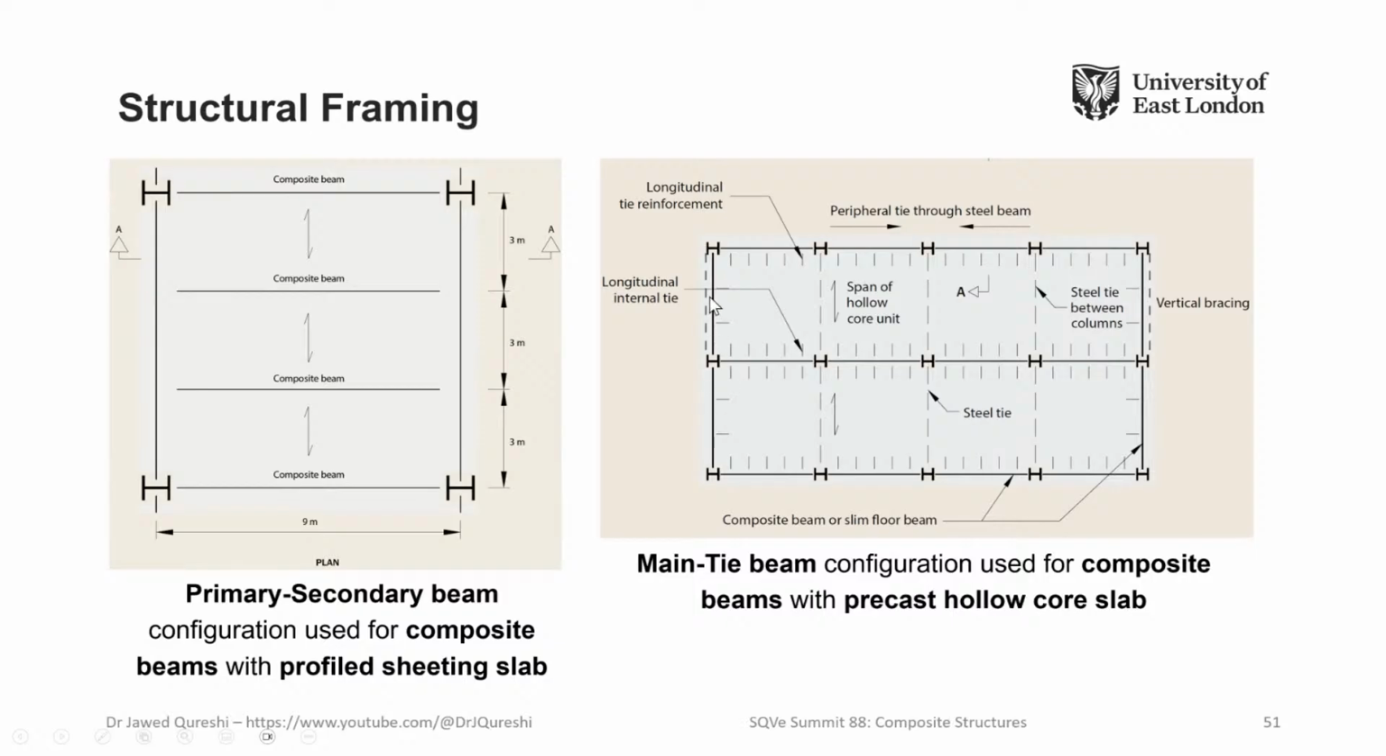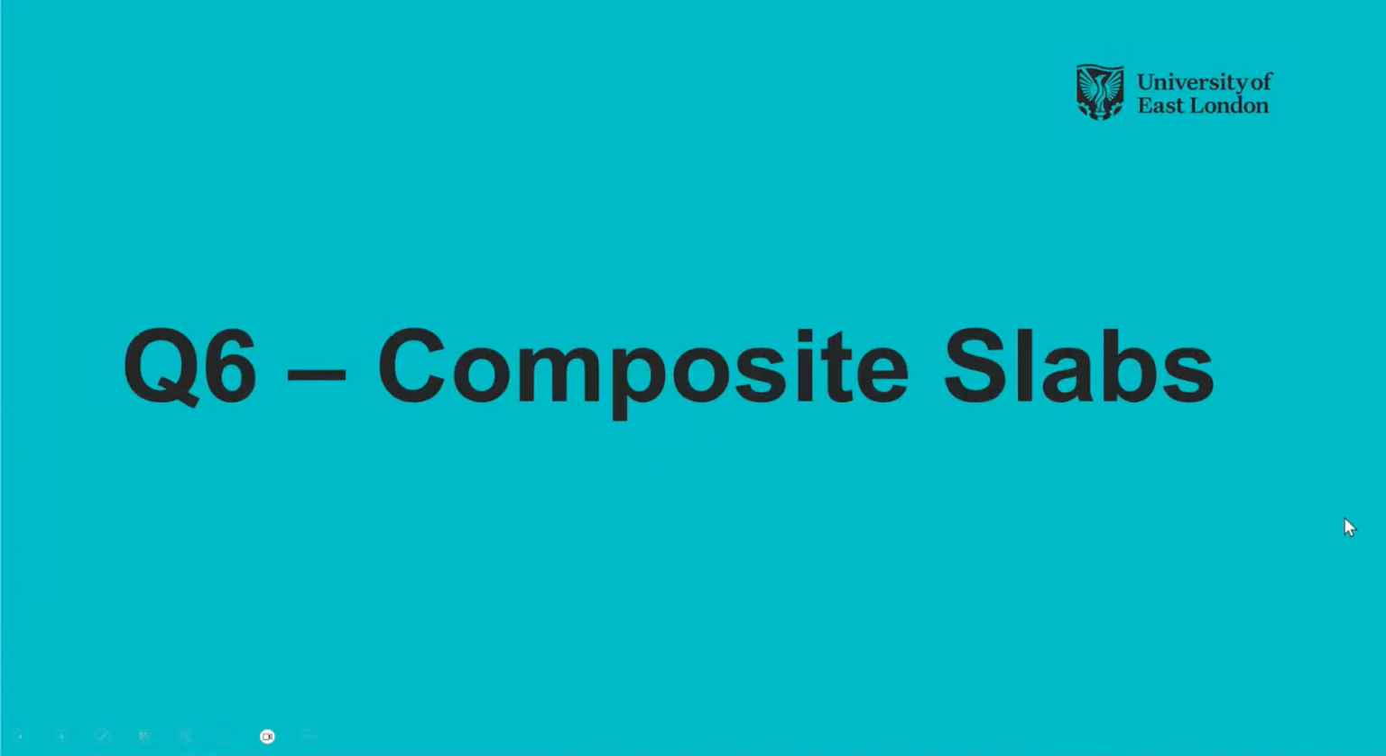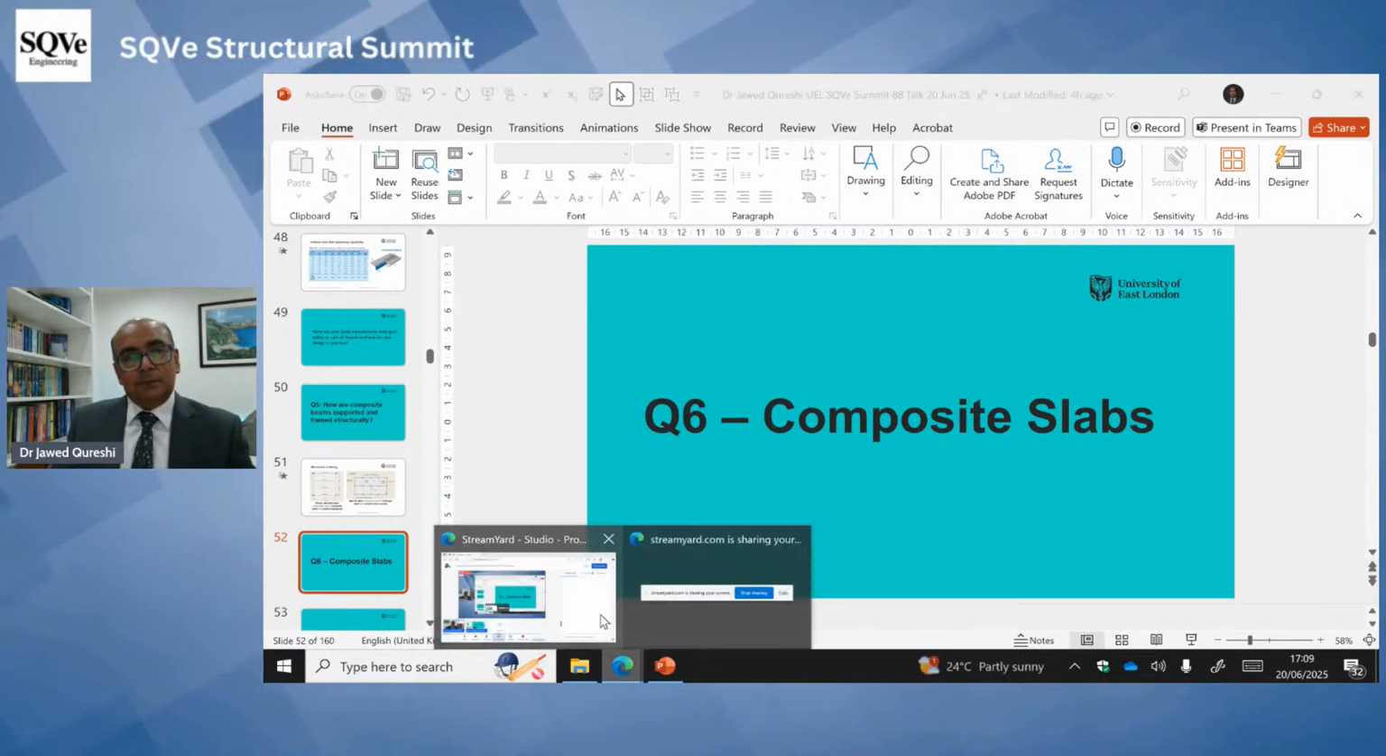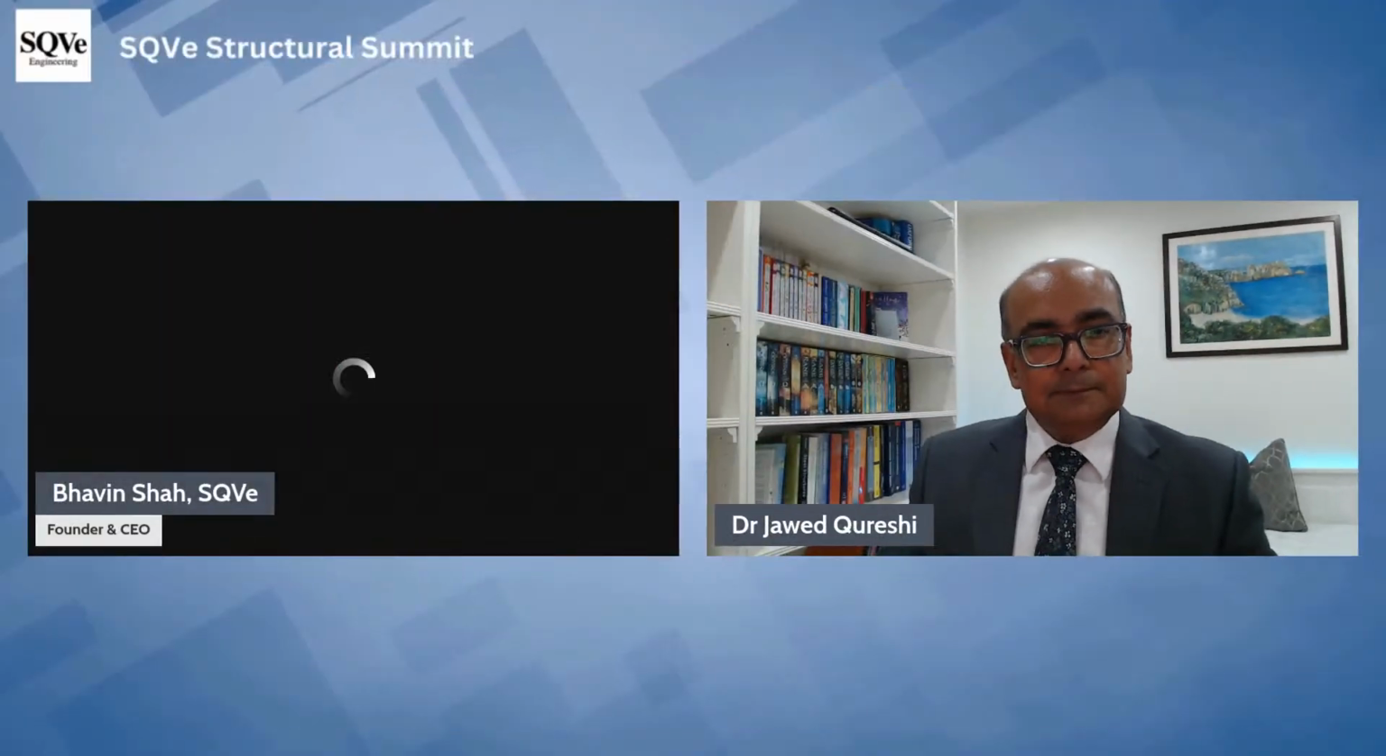The edge beams, on the other hand, you need to make them composite for frame action so that the entire structure is tied together. So these are two configurations that we use in steel buildings. So at this point, I would like to move to the next question.